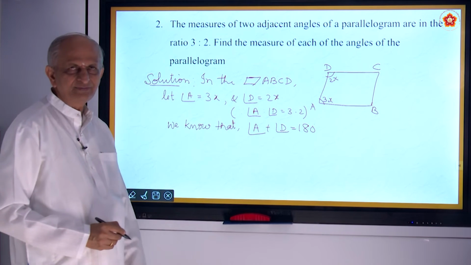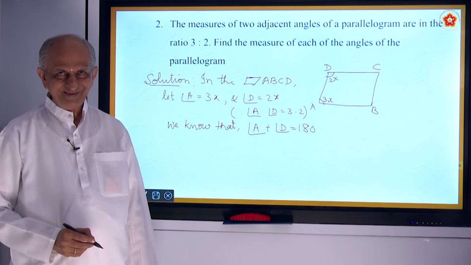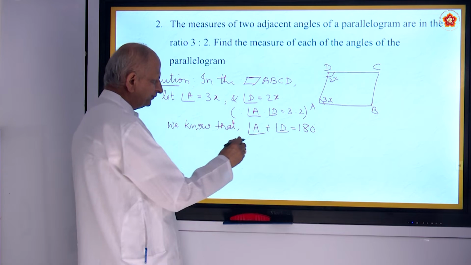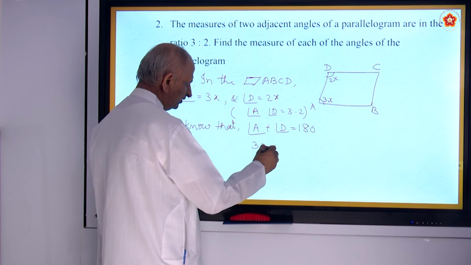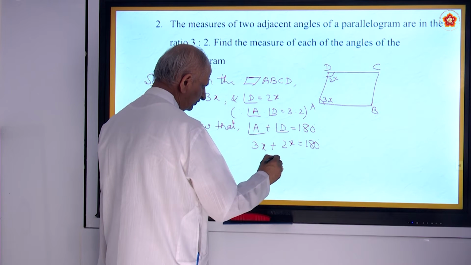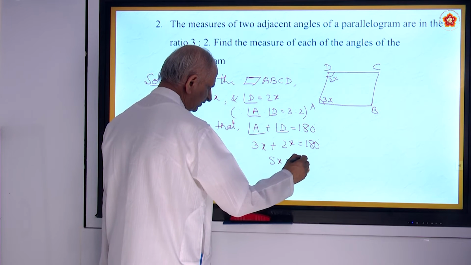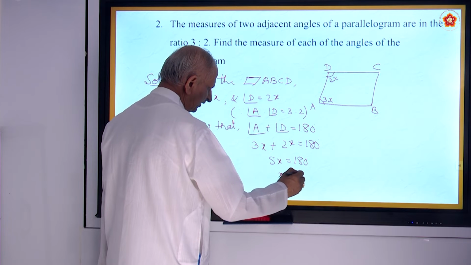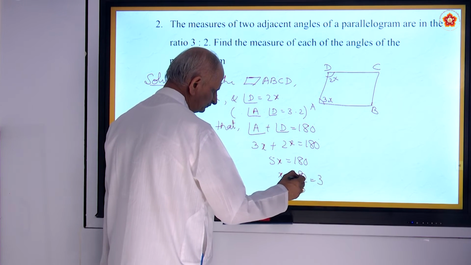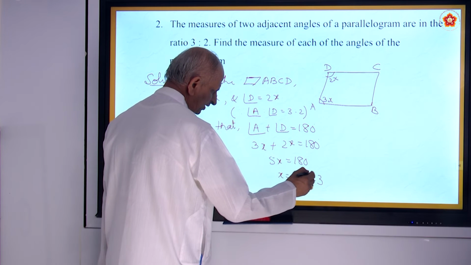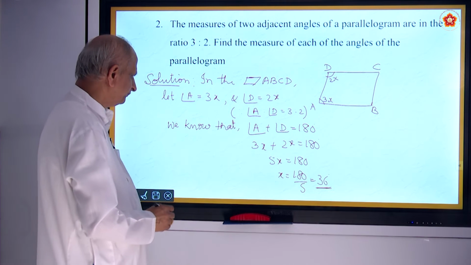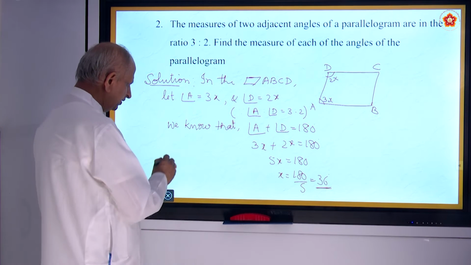Can you name one more pair? Yes, B plus C, correct? B plus C is also 180 degrees. So A is 3x and D is 2x, and the sum is 180 degrees. So 5x is equal to 180, so x is equal to 180 by 5. 5 3s are 15, 3 remains, 36 degrees. Correct? So x is 36 degrees.